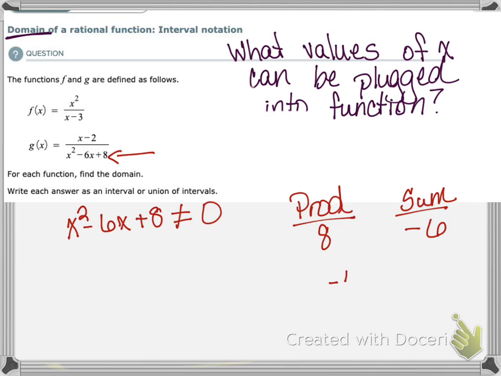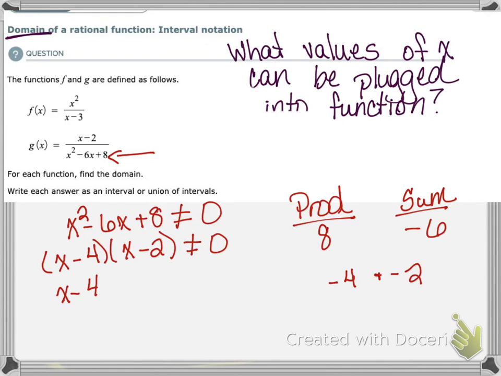So I have -4 and -2, because -4 times -2 gives me +8, and -4 plus -2 gives me -6. So I'm going to factor this to x minus 4 times x minus 2. And that cannot be equal to 0. So x minus 4 cannot be equal to 0, and x minus 2 cannot be equal to 0. So x cannot be 4, and x cannot be 2.